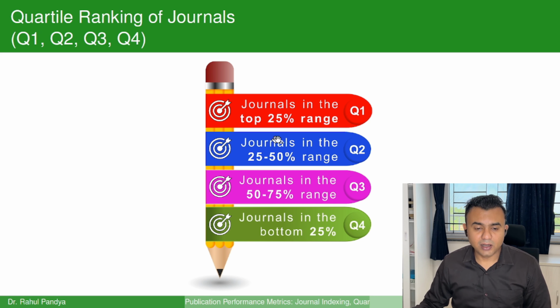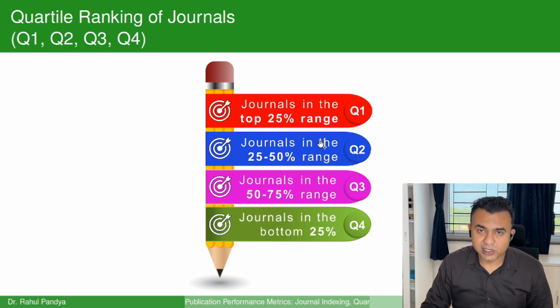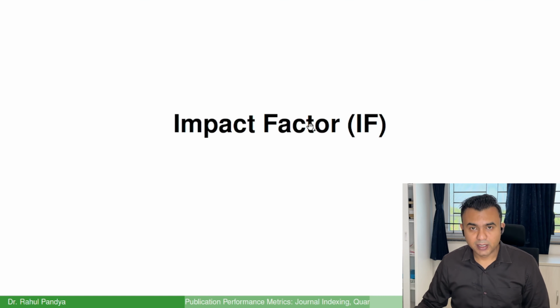So if we want to target, we have to target Q1 first. If Q1 doesn't happen, then we can relax to Q2. We have to target publications in these 2 bands, which would create a better impact and enhance our research skills also, right? So this is how the quartile ranking of the journals is measured.